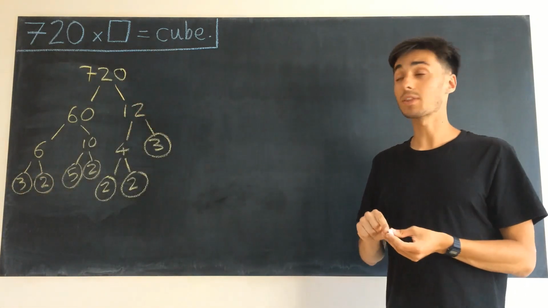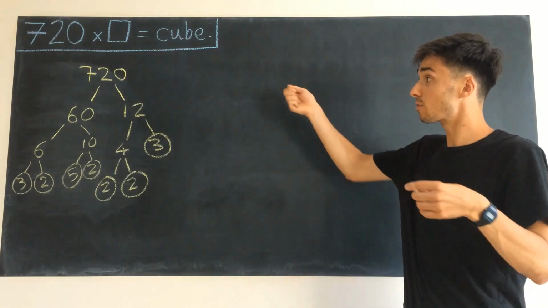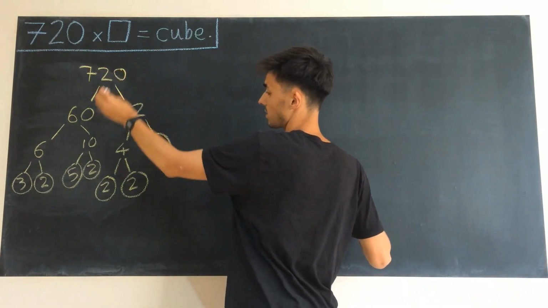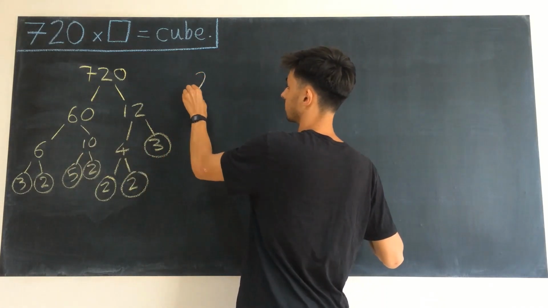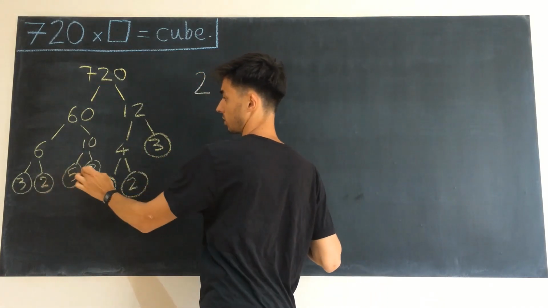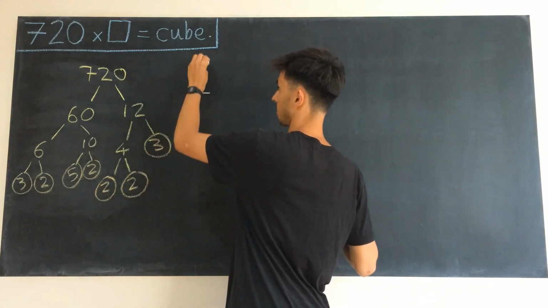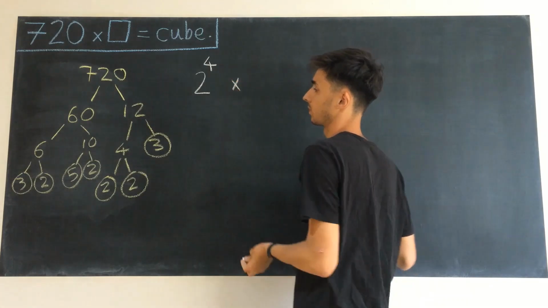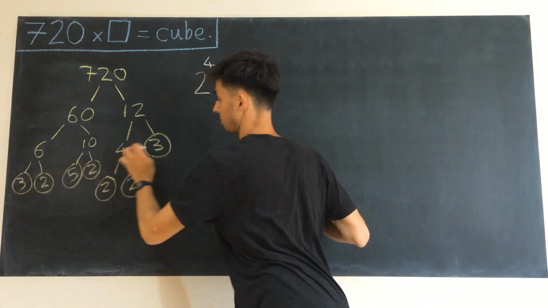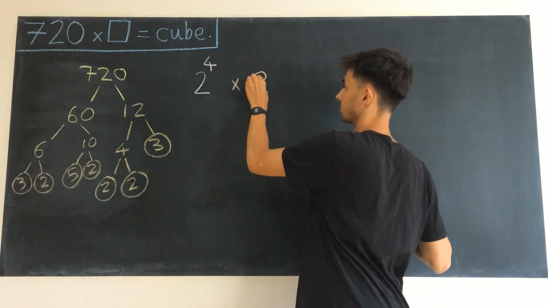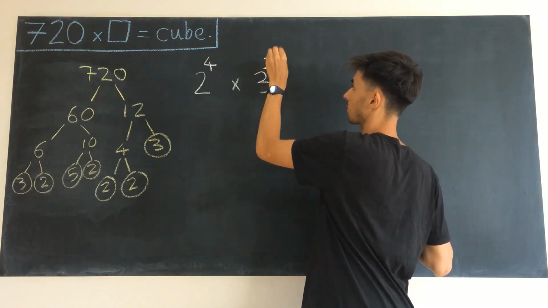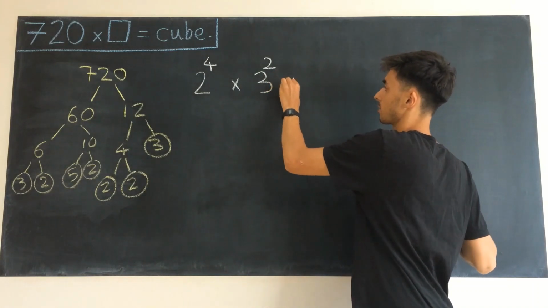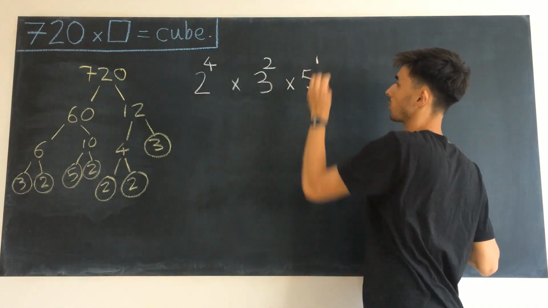So then when we write the prime factorisation in full of 720, we're going to get this. So 720 is 2 to the power of 4, multiplied by 3 to the power of 2, and we've also got 1 power of 5, so times 5 to the power of 1.